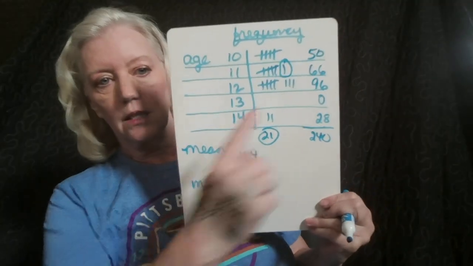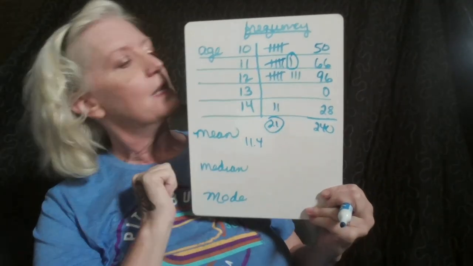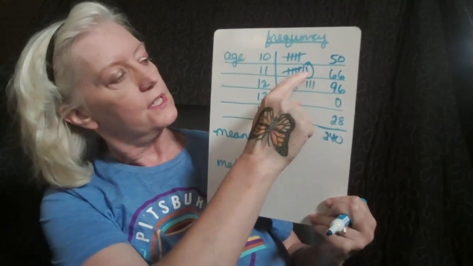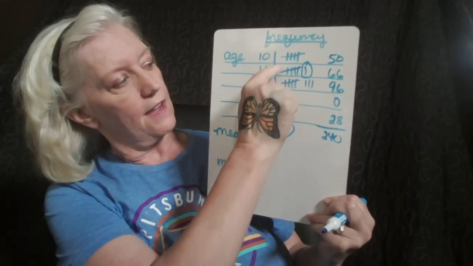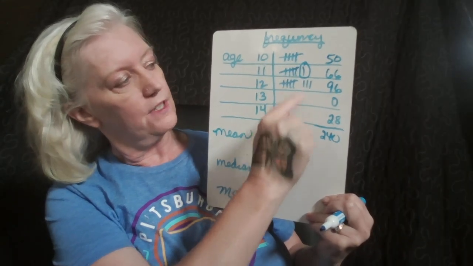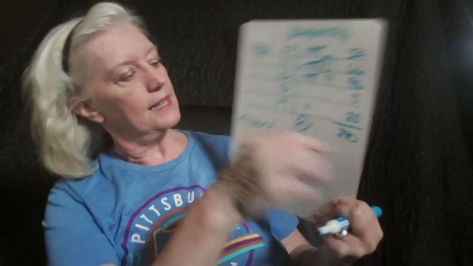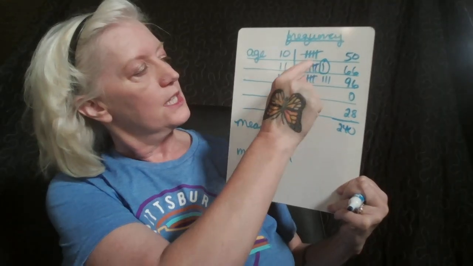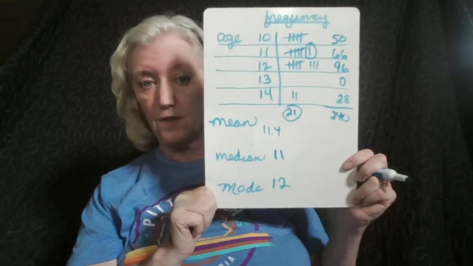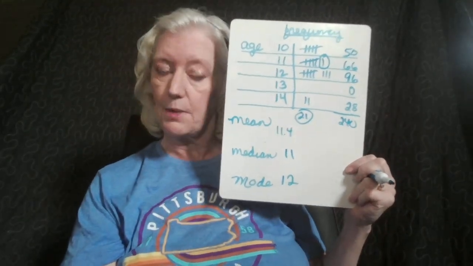This right here that I circled, this data point will be the middle data point, because if you see, I've got 10 of them that are smaller, or to the left of it, and 10 of them that are to the right of it. That means that 11 is in the middle. And the mode is still the most common. There's 8 12s. There were only 6 11s, so 12 is the most common number. That is how you find your measures of central tendency on a table.